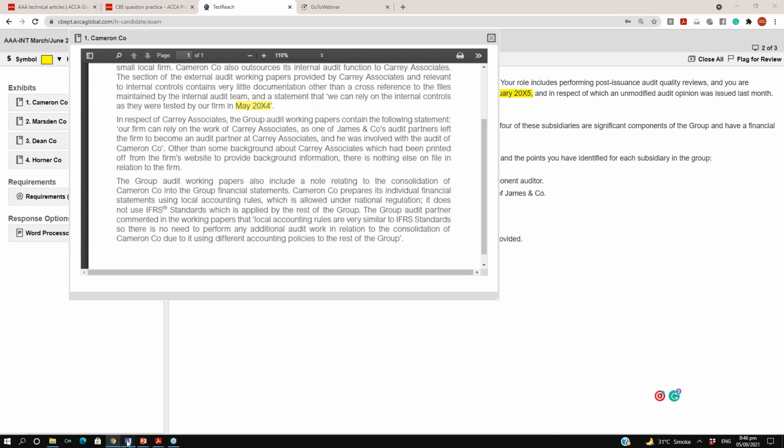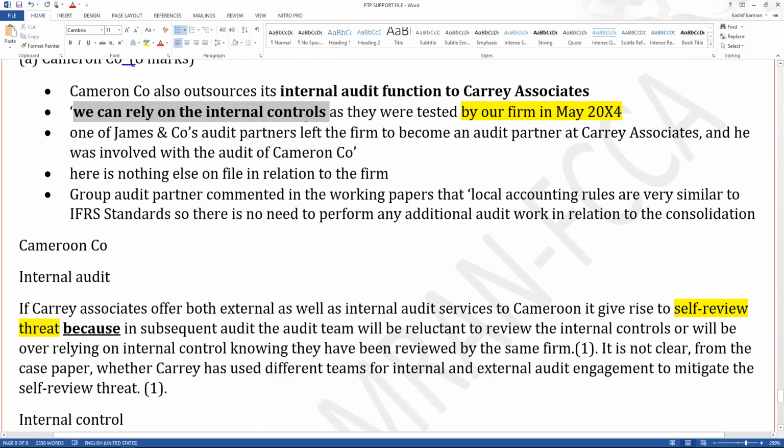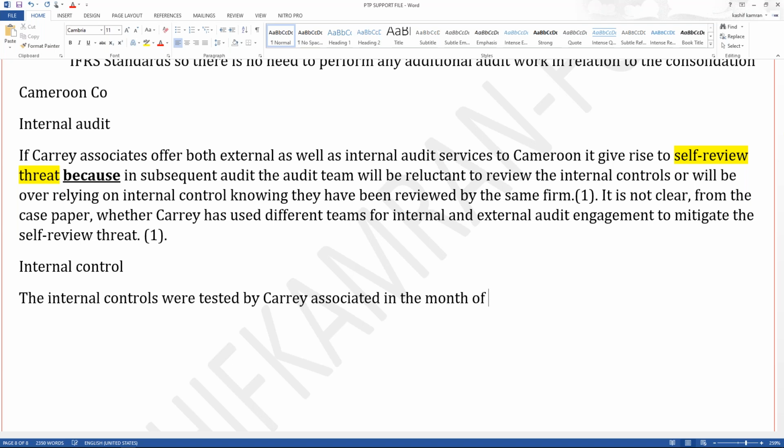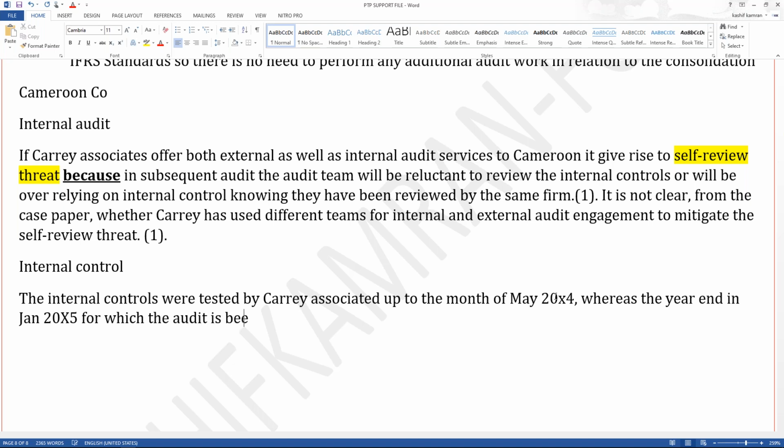So let's go back to the Word file where I was drafting the point. In the internal control, they say we can rely on internal controls as they were tested in May. So we have to criticize this. The internal controls were tested by Carey Associates up to the month of May 20x4, whereas the year end is January 20x5, for which the audit has been performed, because the report has already been issued.